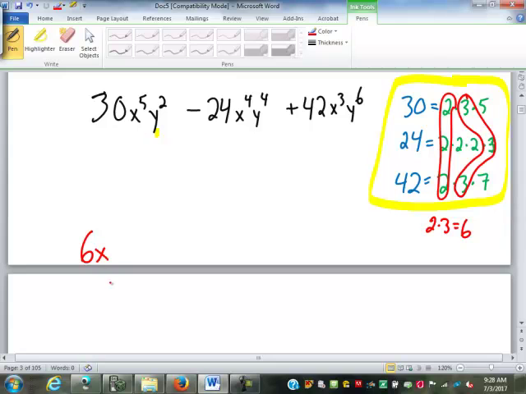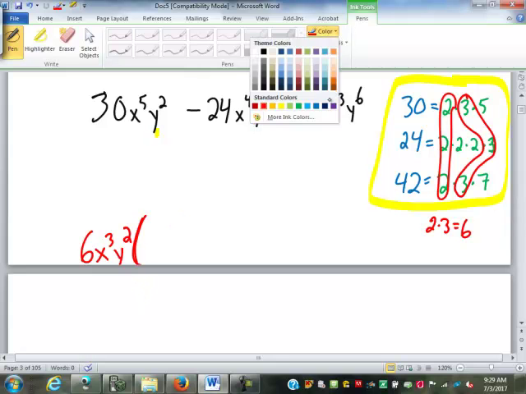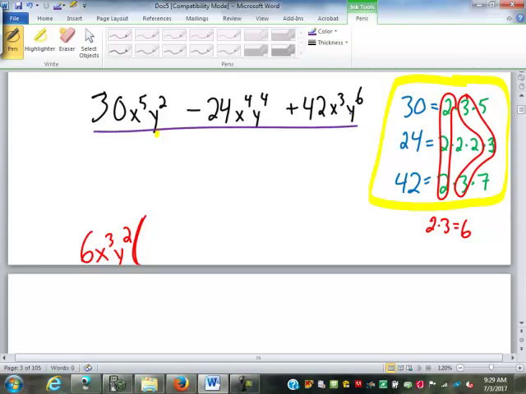How about for x? To the third. It's still the lowest power. We've got 5th, 4th, and 3rd. 3rd is the smallest one. How about y? Squared, or to the 2nd. And now we've got to find out what is left over. So I'm going to come up here, and I'm going to divide by 6x to the 3rd y squared.